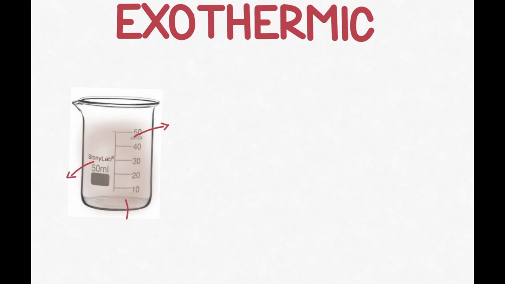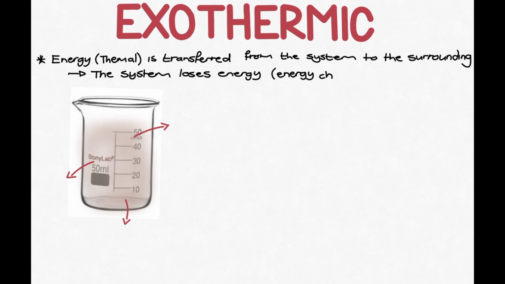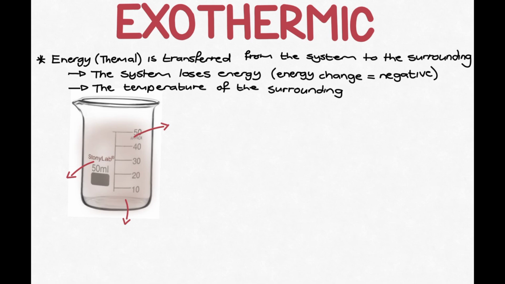exothermic reactions. Now, in an exothermic reaction, the reaction system gives off energy. So the thermal energy will be transferred from the system to the surroundings. This means that the system loses energy because the system is giving away energy to the environment. And that means that the energy change will be negative for this reaction. Now, because the system is giving energy to the surroundings, it means that the temperature of the surroundings will increase because the surroundings gain energy.